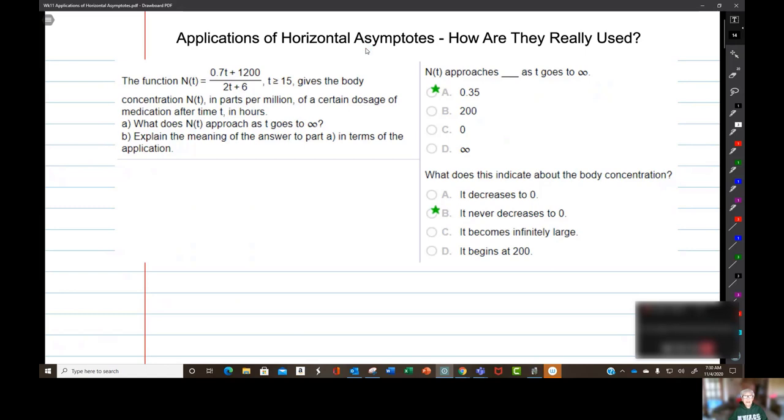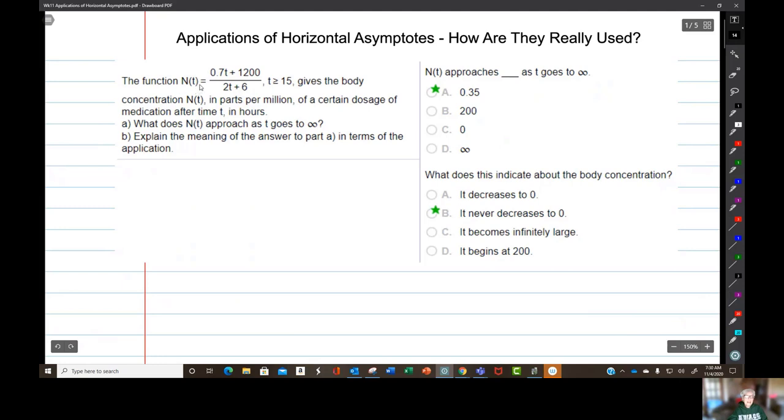Much to my surprise, I did not assign any rational functions with points of discontinuity, which is just as well. It makes what you have to study and what I have to test just a little bit easier. Okay, so we are going to talk about the horizontal asymptotes, since that can feel really strange. Okay, so here is the first problem.